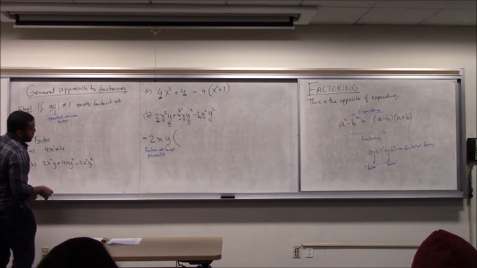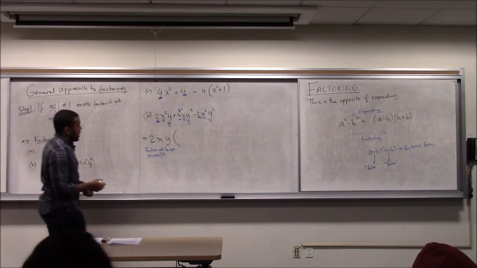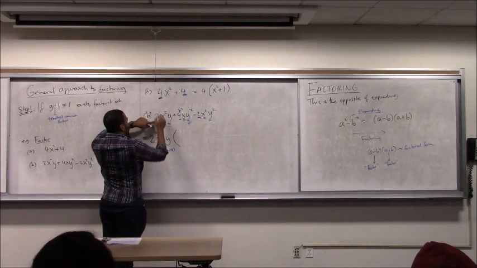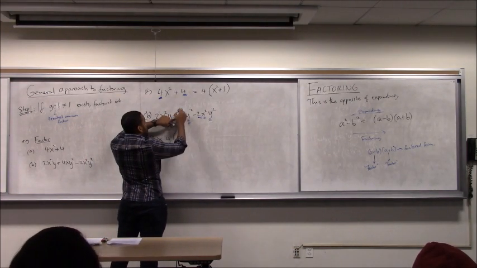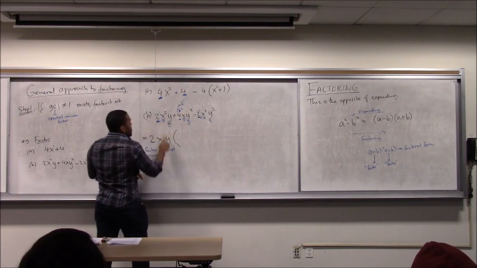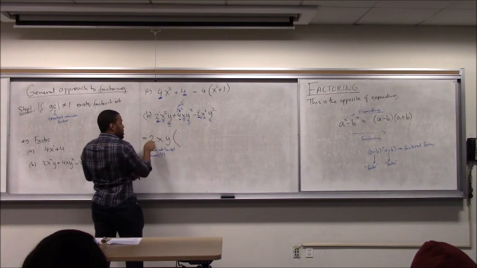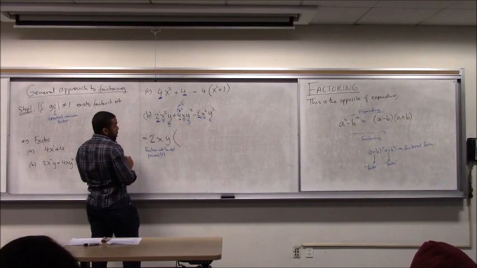Pay attention to that. I know you guys probably do that instinctively, but there are times when you have to consciously think about it. 2 here has the power 1. 2 here has the power 2. This is 2 to the 2. 2 here also has the power 1. So the powers are 1, 2, and 1. You pull out the lowest power, which happens to be 1 in this case. You pull out a 2 to the 1.